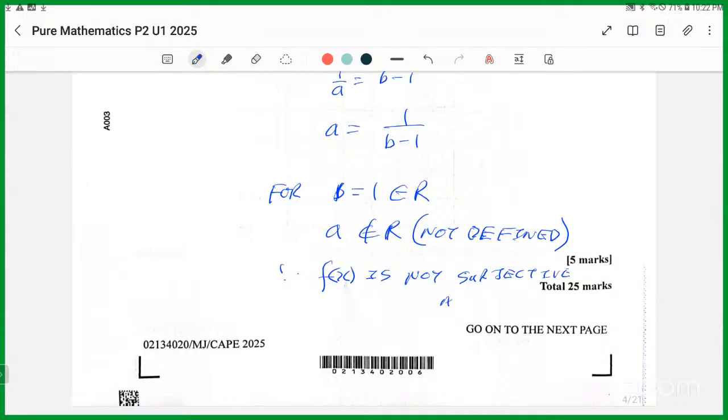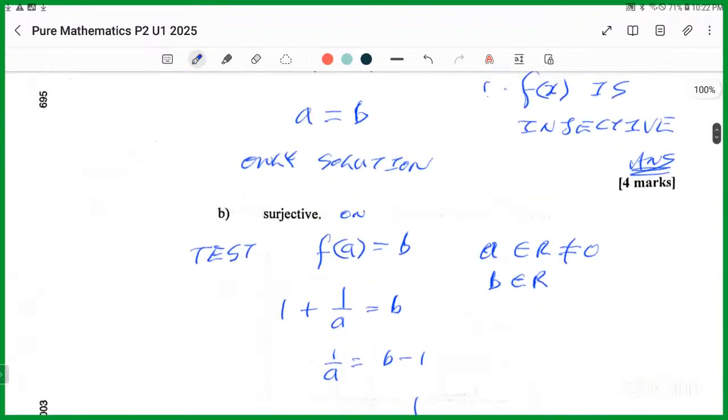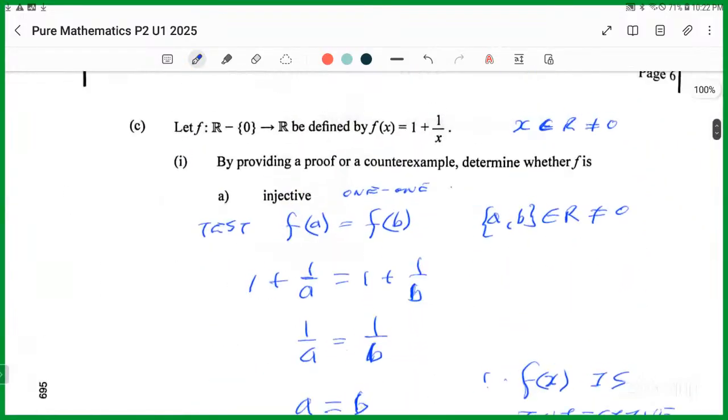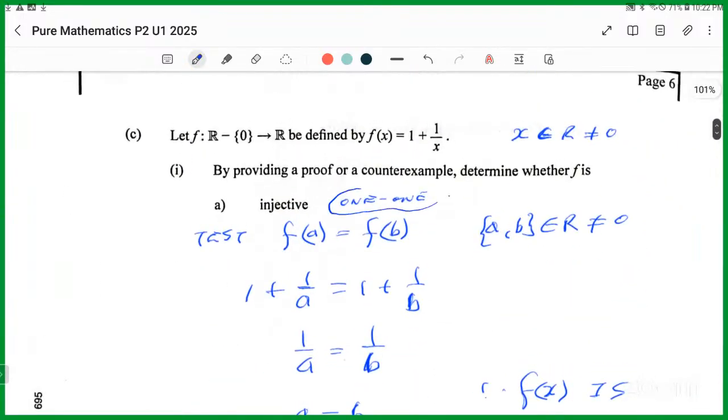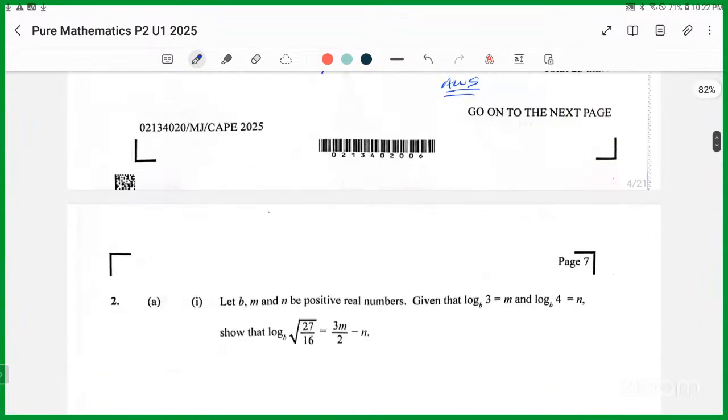That is that. But surjective also means onto. All right, just as I always say, injective also means 1 to 1. That finishes that question. Nice and easy. Question 1 done.